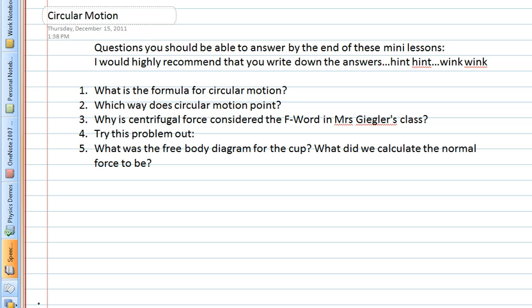Number 3, why is centrifugal force considered the F word in Mrs. Giegler's class? Yes, we don't ever speak of it. Number 4 is simply a problem. And number 5 is, what would the free body diagram for the cup be? What did we calculate the normal force to be?